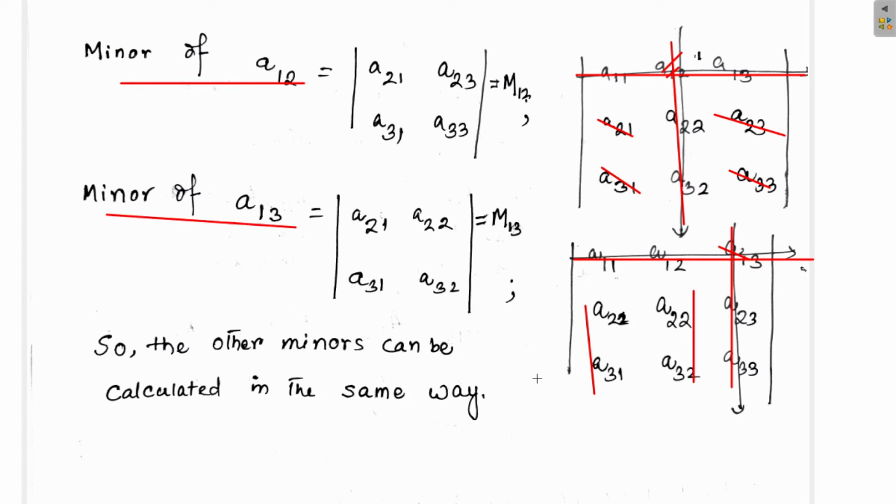Similarly, if we want to find the minor of this element A31 or A32 or A22, we apply the same technique. We just remove the row and the column containing that particular element, and we can easily find the minor of that particular element. Okay.